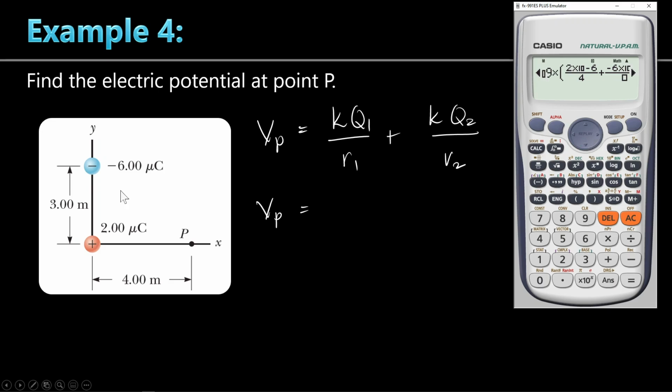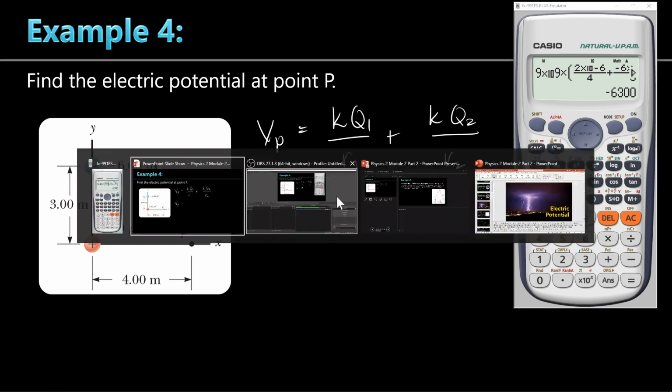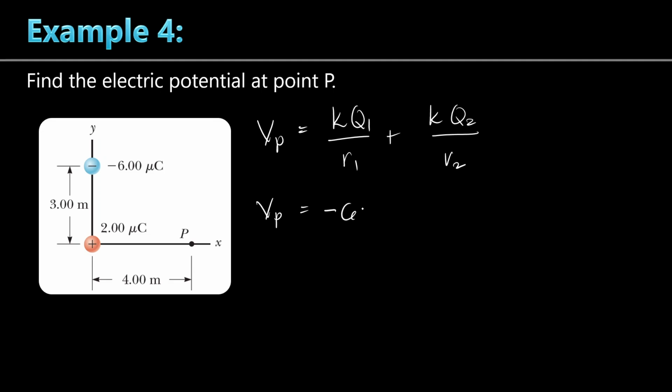Divided by, gaano kalayo ito dun sa point P? Ito ay 4. Ito ay 3. Di ba special right triangle yan? 3, 4, 5. Okay, so the distance is 5. Ayan, parenthesis and then equals. Ay, may nakuha tayong electric potential na negative. Negative 6,300 volts. Or, gawin nating negative 6.3 kilovolt. O di ba madali lang?